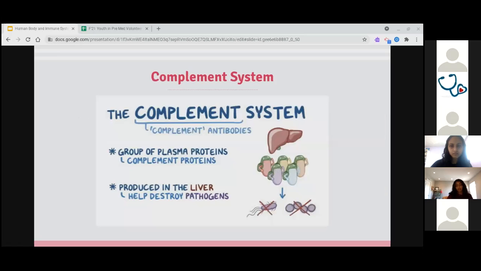The complement system refers to a group of plasma proteins called the complement proteins, which are produced in the liver and act collectively to help destroy pathogens. Think of them like a little militia that complement the work of antibodies.